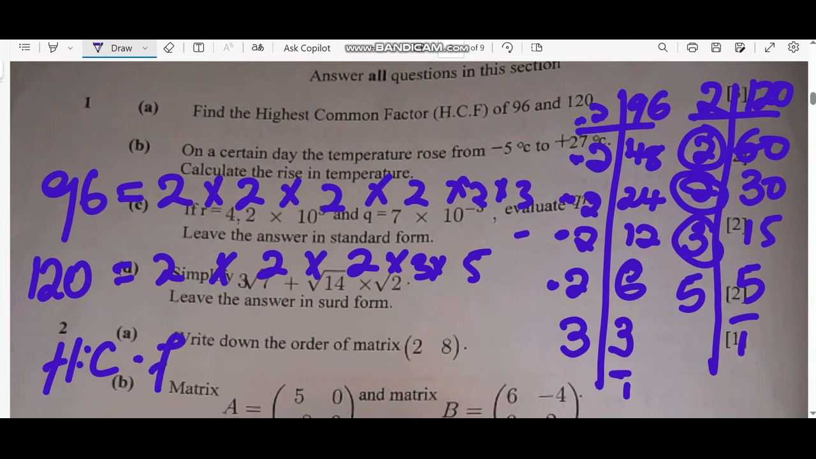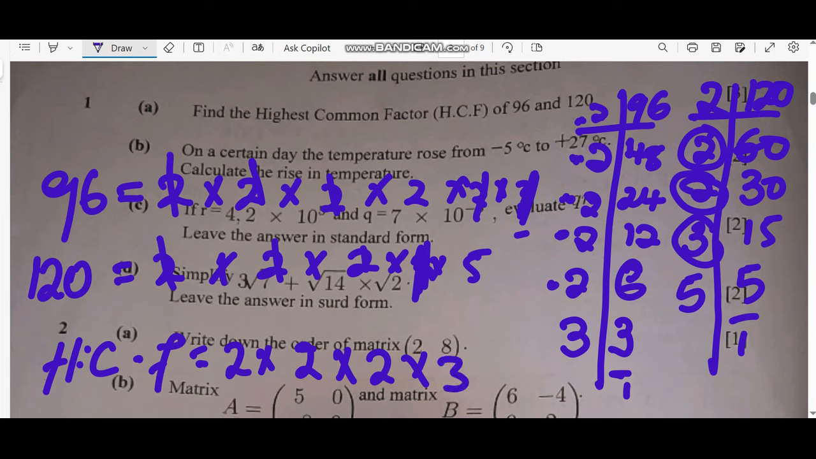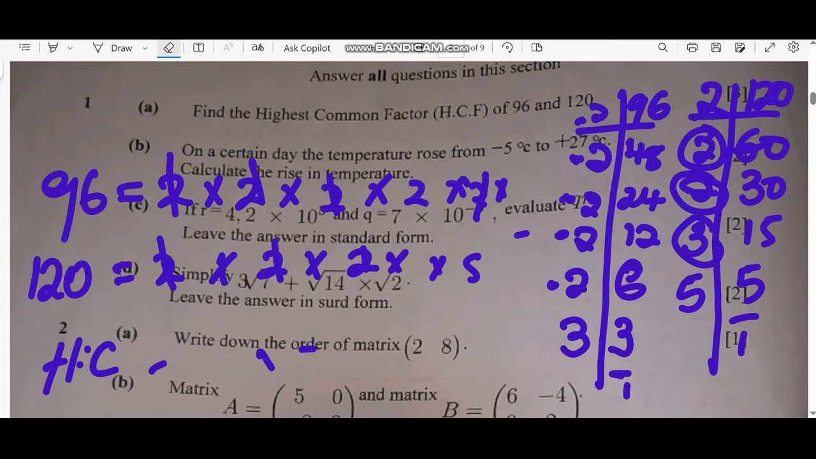So how do we get our HCF? We simply cancel what is the same from the first group and the second group. So we have 2 and 2, then take one 2, times 2 and 2 take one 2, times 2 and 2 take one 2, times 3 and 3 take one 3. So for the HCF you just take the common ones only. So if you multiply, you're going to say 2 times 2 is 4 times 2 is 8 times 3 is 24. You're going to get the same answer. So I don't know which method works for you. Whichever one works for you, just use that one.